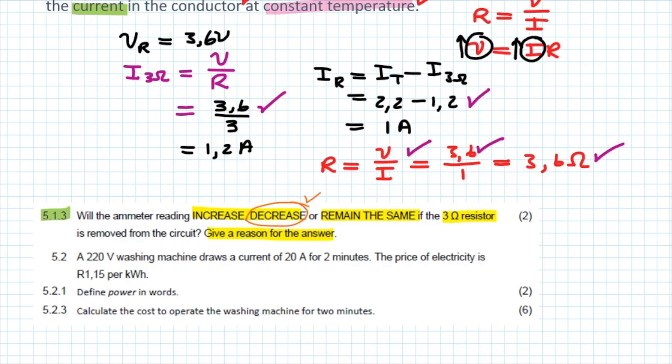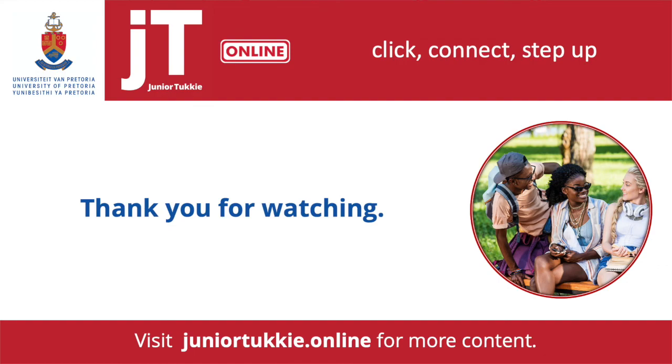For writing that down, you're going to get 1 mark. And the reason is because when we remove the 3 ohm resistor, the total resistance in the circuit is going to increase. For writing that down in words, not in simple form as I have, you're going to get 1 mark. Now remember, question 5.2 we're going to answer in the next video, so please be sure to join me there.